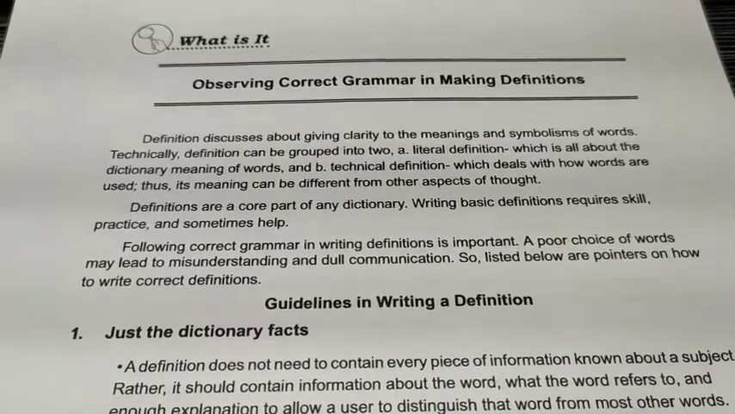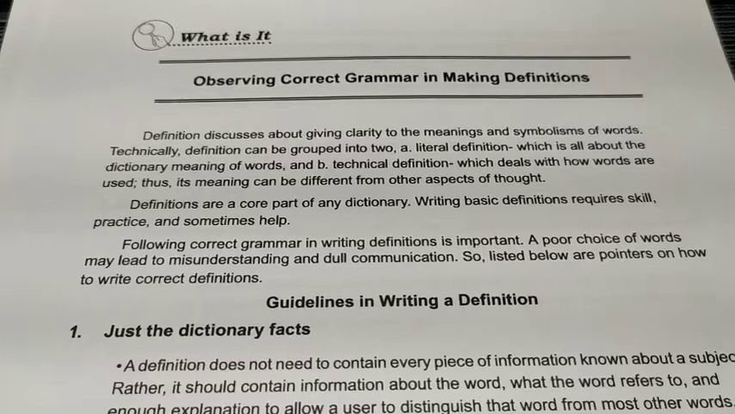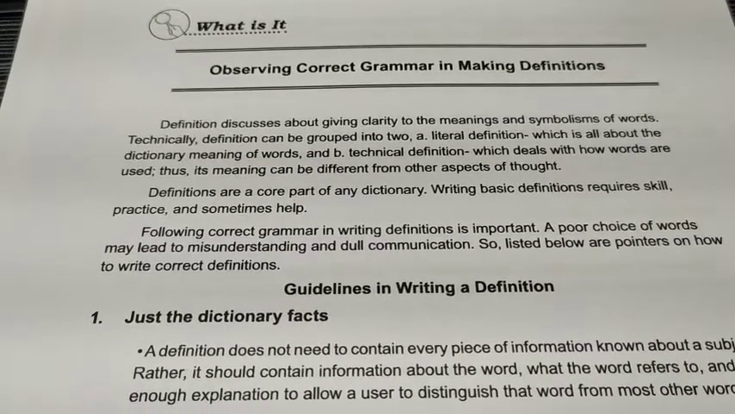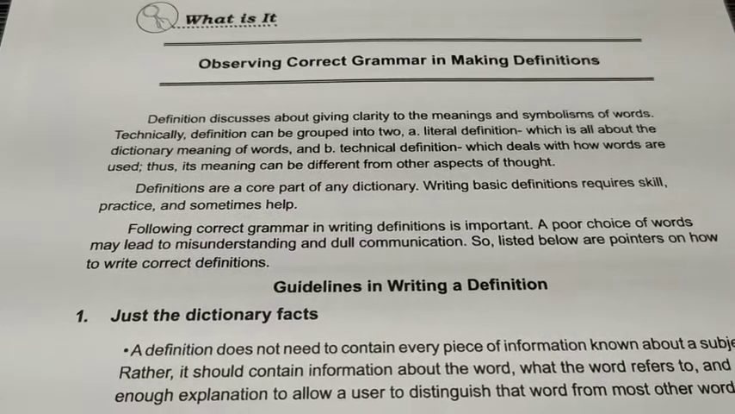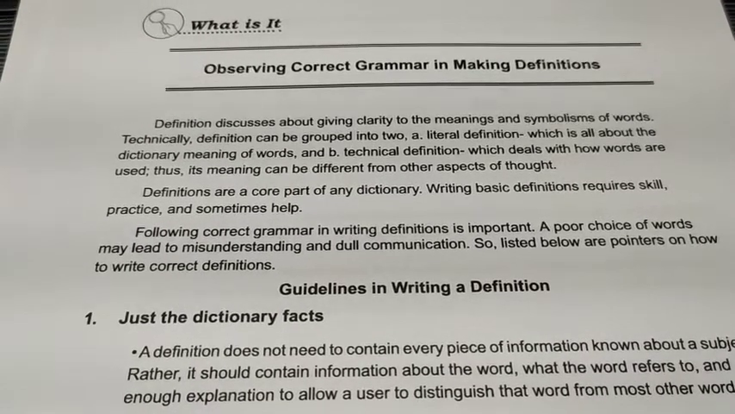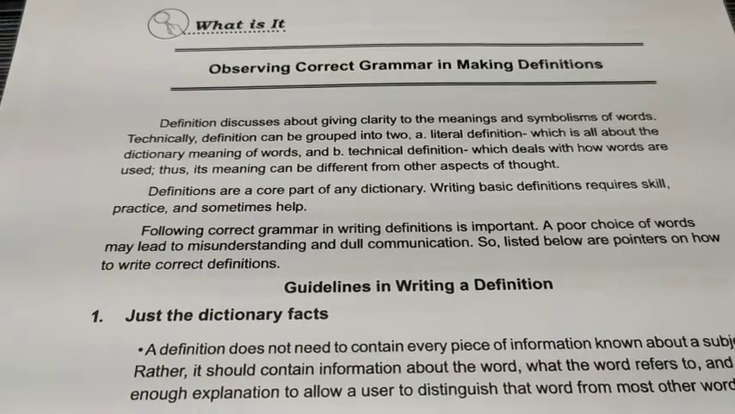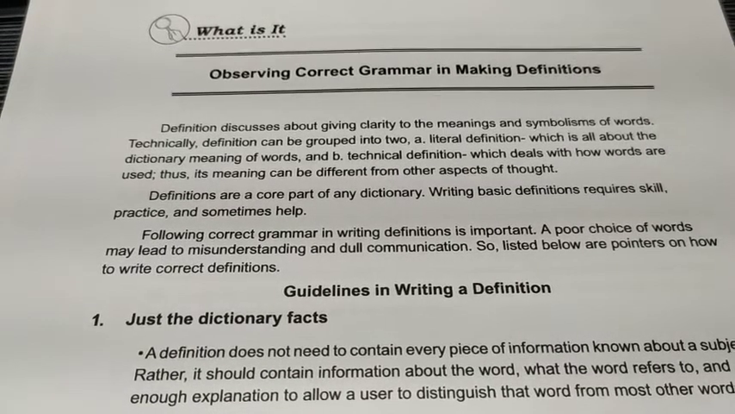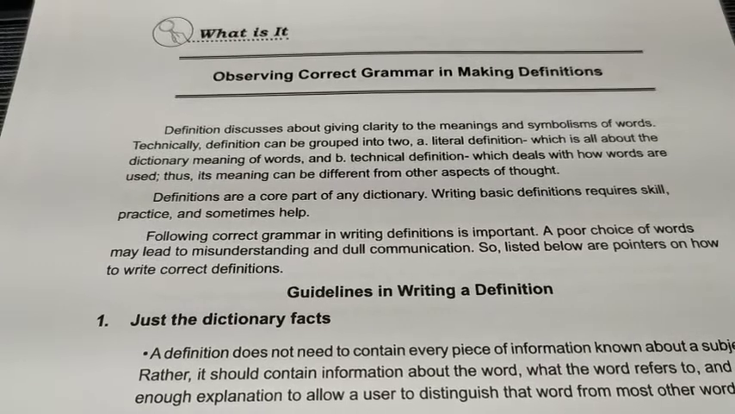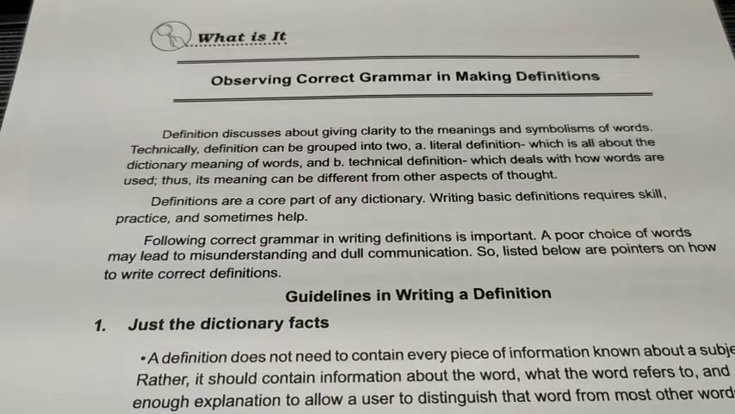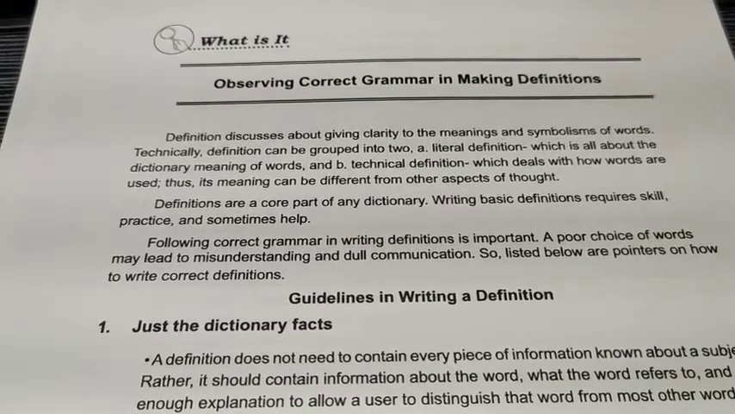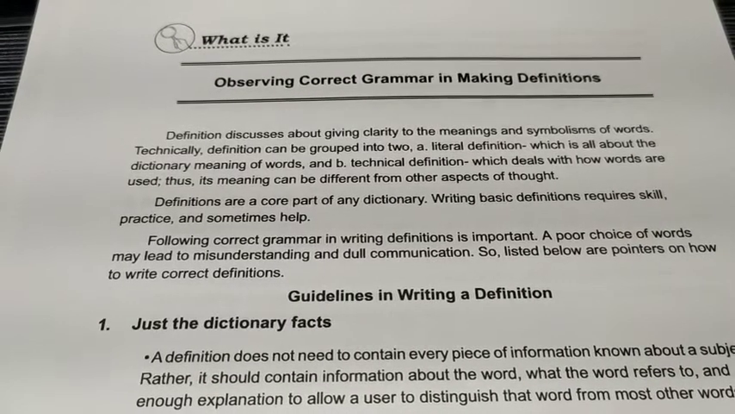So we will have now the discussion proper, observing correct grammar in making definitions. So definition discusses about giving clarity to the meanings and symbolisms of words. Technically, definition can be grouped into two: a literal definition, which is all about the dictionary meaning of words, and B, technical definition, which deals with how words are used. Thus, its meaning can be different from other aspects of thought.